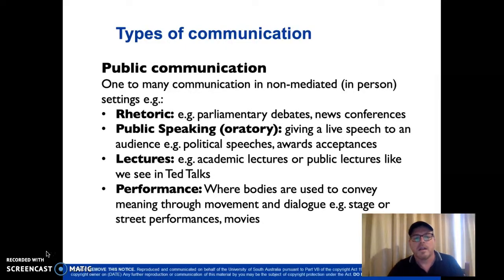And the next type of communication that we're discussing is what we regard as public communication. So this is talking about one-to-many communication in person. The speeches that we talked about before are a form of public communication. Speeches, debates, news conferences. Lectures, so when someone stands up in a hall and gives an academic lecture, or the TED Talks, those are a type of public communication.